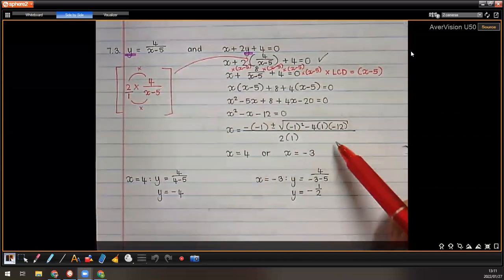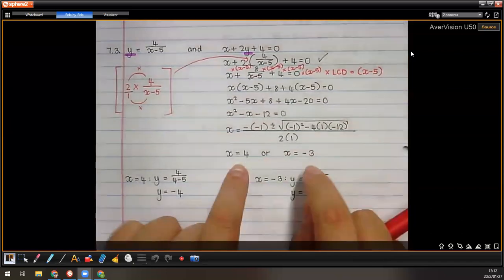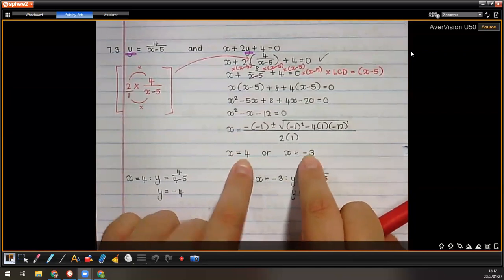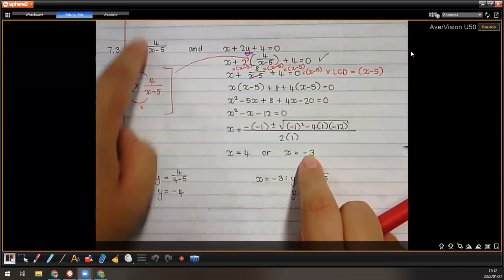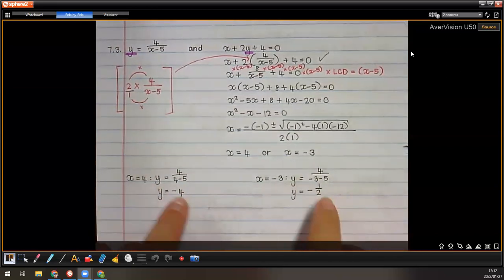And we use the quadratic formula to get our two answers. And then I'm sure you are used to this by now. You take those two answers and you put them into this expression for y to get the two y values that go with those two.